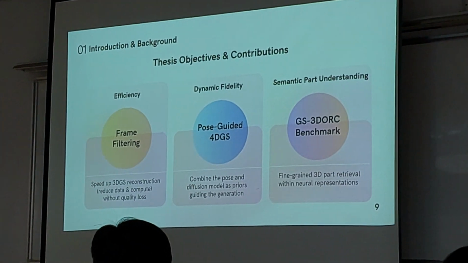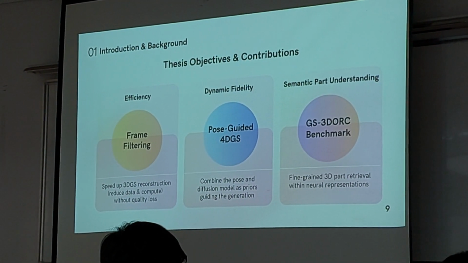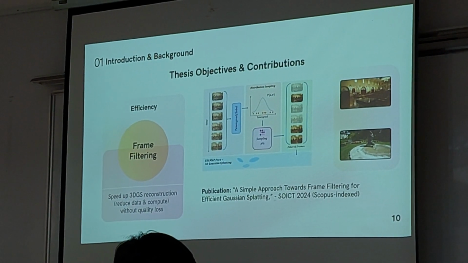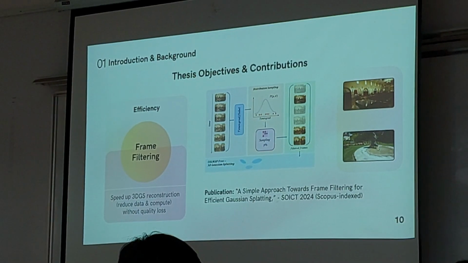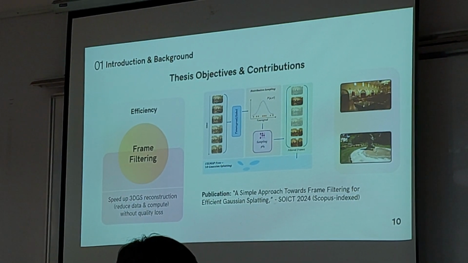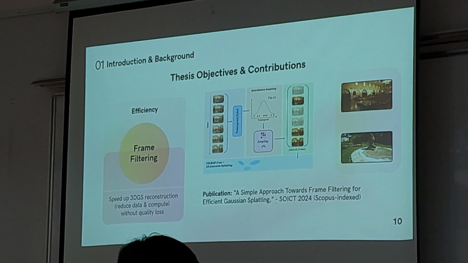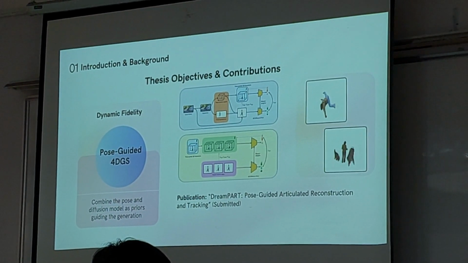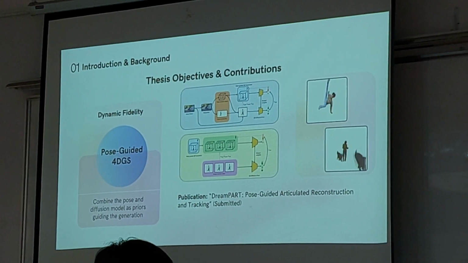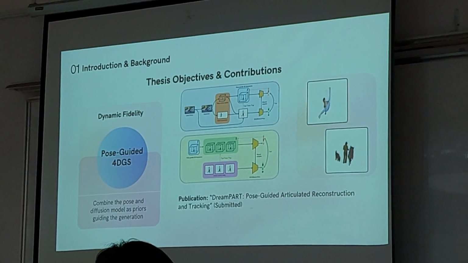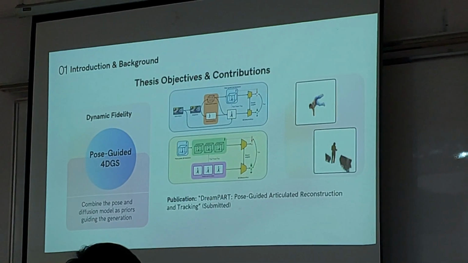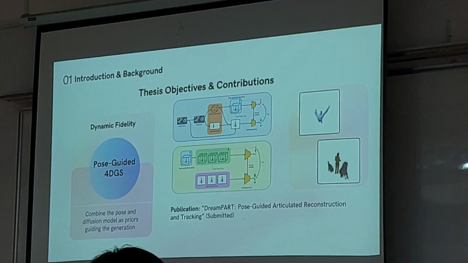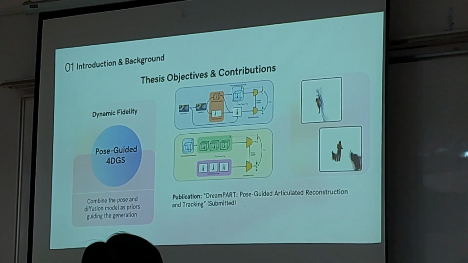And for this thesis, we focus on 3 objectives, as you can see. The first one is that we focus on efficiency and scalability based on a frame filtering strategy we proposed. And this has led to a publication in SCCC 2024, which was an indexed conference. And the second one is pose-guided 4D Gaussian splatting, where we try to integrate pose and diffusion priors into the generation and reconstruction of entities within dynamic scenes. We have currently finished the papers, and we are trying to submit them to journals.